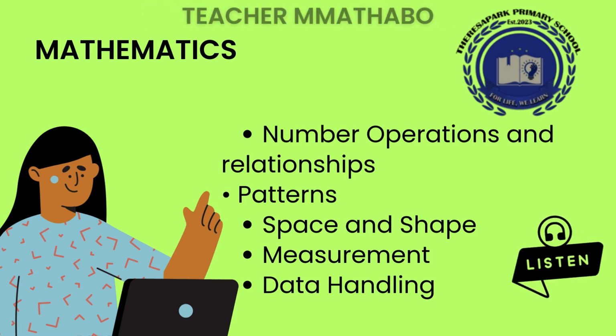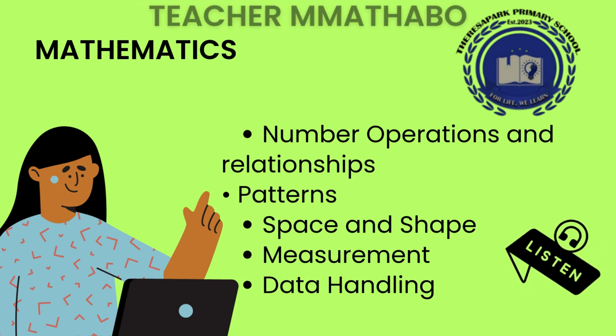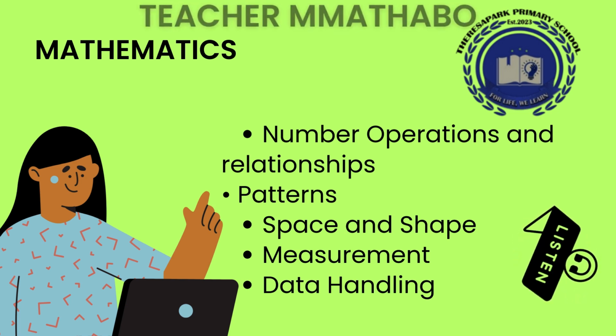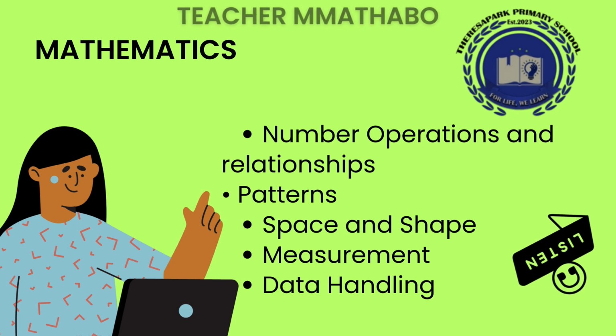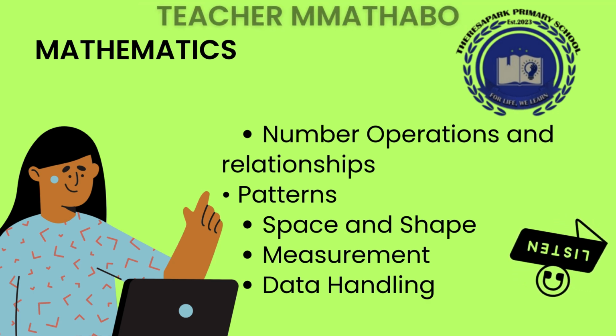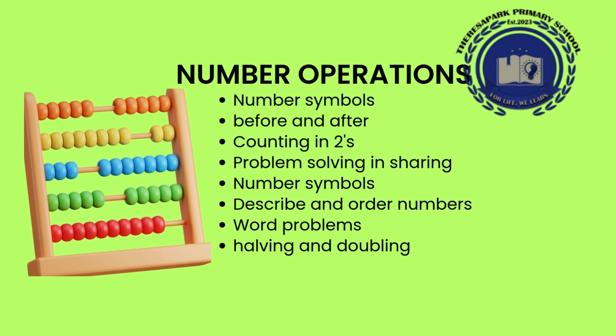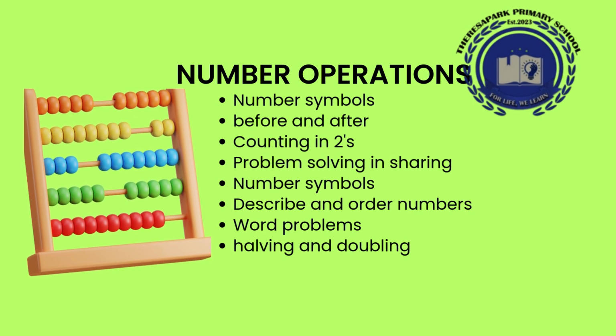Here, the activities we'll be looking at are number symbols, before, between, and after. For example, which number comes before 2, which is 1. We'll be focusing on more and less, problem solving, sharing, ascending and descending order, placing numbers from biggest to smallest and from smallest to biggest. In week 6, we'll be looking at counting in 2s, 5s, and 10s, halving and doubling numbers, and repeated addition.